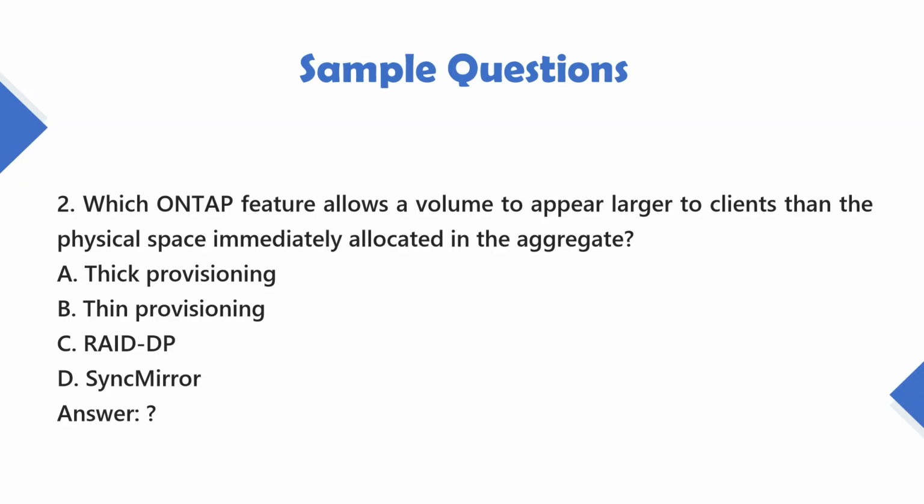2. Which ONTAP feature allows a volume to appear larger to clients than the physical space immediately allocated in the aggregate? A. Thick provisioning. B. Thin provisioning. C. RAID DP. D. SyncMirror.